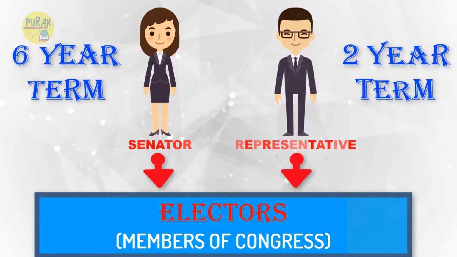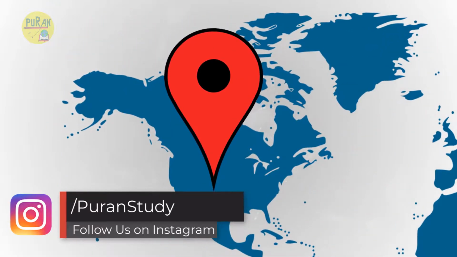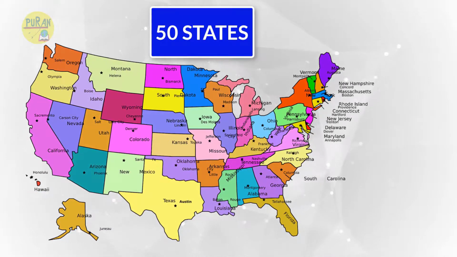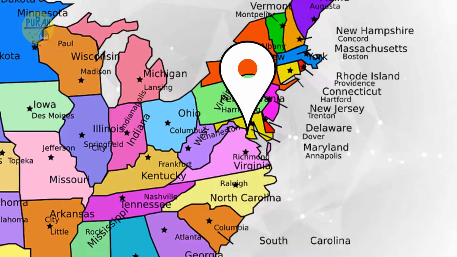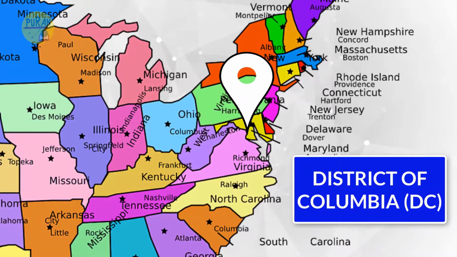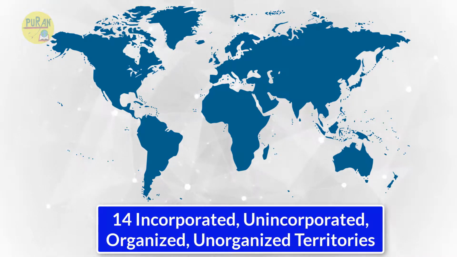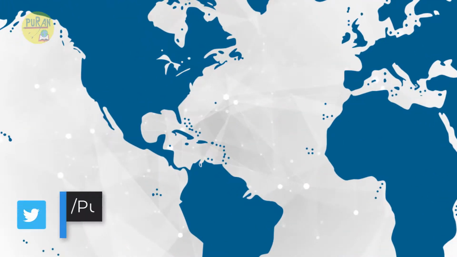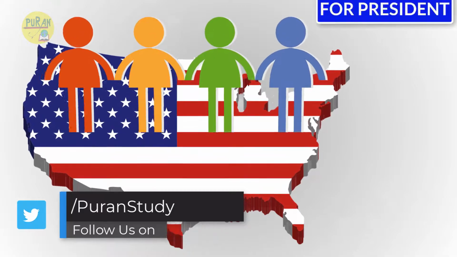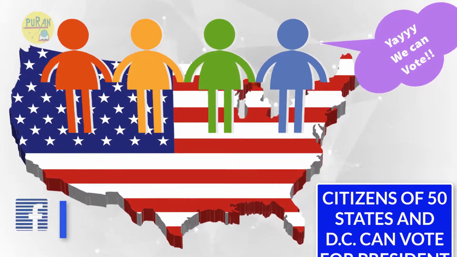Another point you should understand is that the United States of America is a federal country and it is divided into 50 states and District of Columbia, also known as DC or Washington, which is categorized as capital city and it does not come under any state jurisdiction. The US has 14 incorporated, unincorporated, organized, unorganized territories in the Caribbean Sea and the Pacific Ocean, but only citizens of states and District of Columbia have the right to vote in the US presidential election.